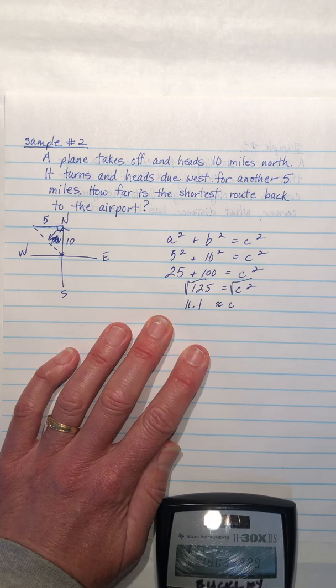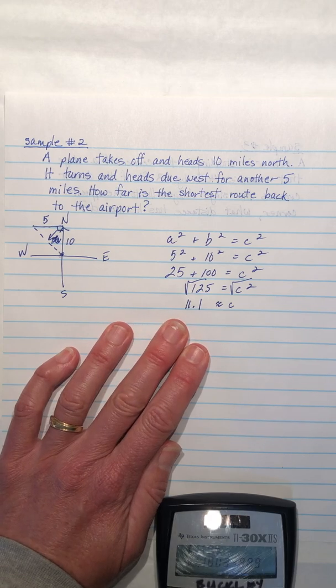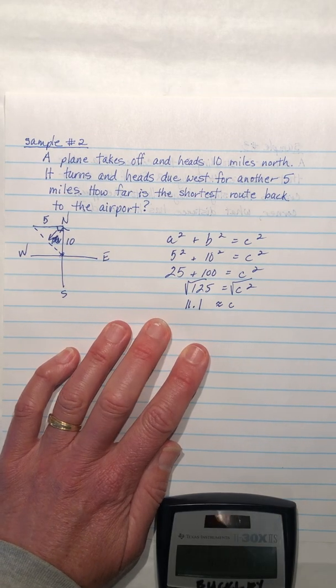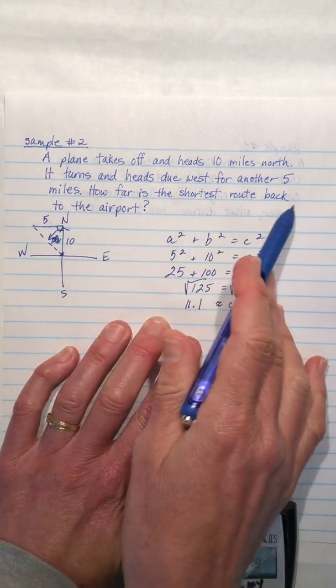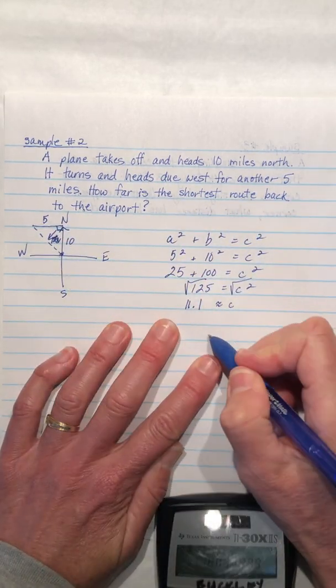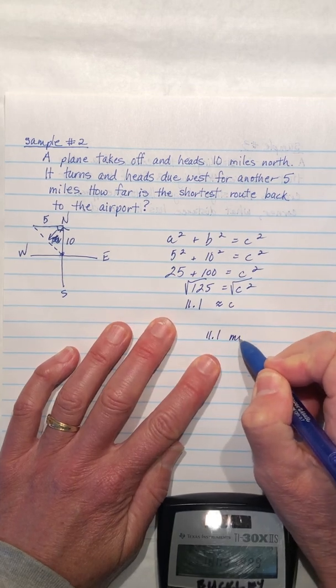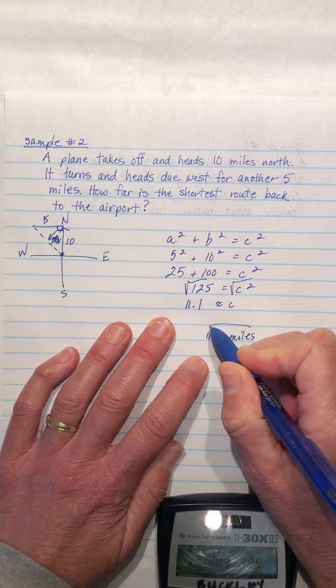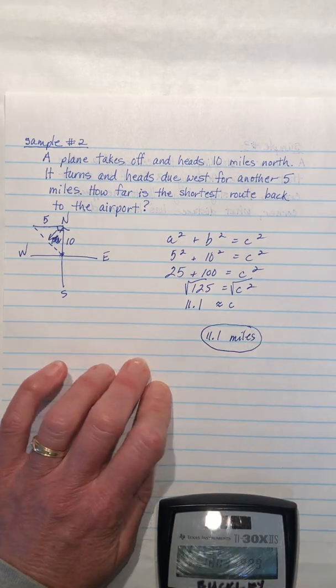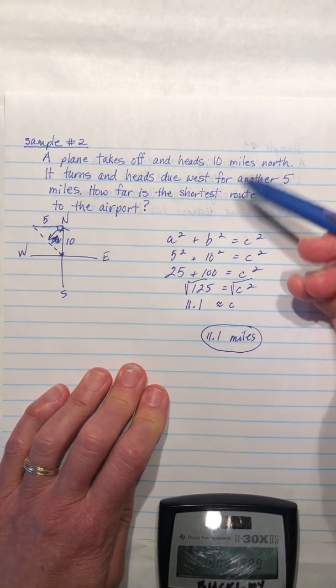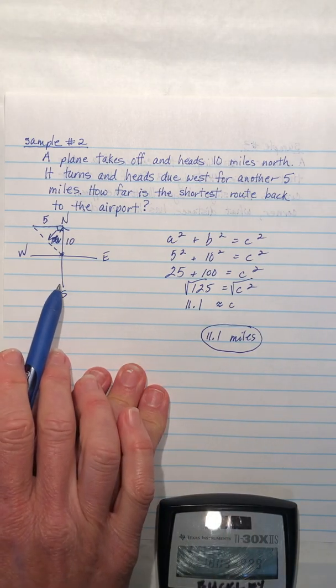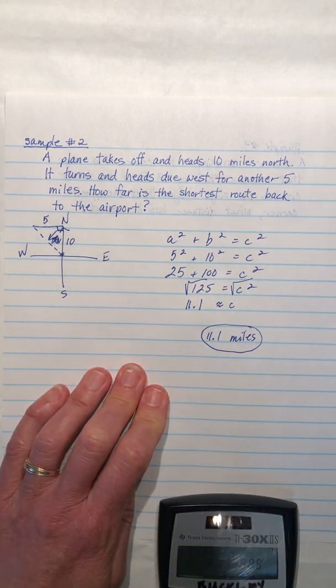So I need to add my unit here. Gosh, I don't think I did that on the last problem. I'm going to go back and fix that. So if the question is how far is the shortest route back to the airport, the answer is 11.1 miles. Make sure you have all that down. Again, you don't have to copy the problem, but you do have to copy the diagram, and you do need to copy all the work.